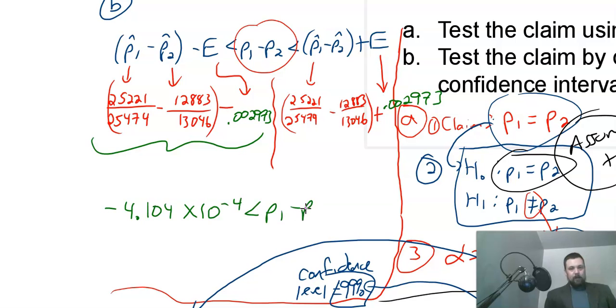For my upper estimate, we will have 25221 divided by 25474 minus 12,883 divided by 13,046 plus the margin of error, 0.002973. And we end up getting positive, right? This time it's going to be 0.00553.